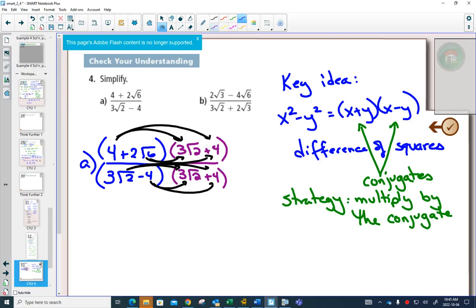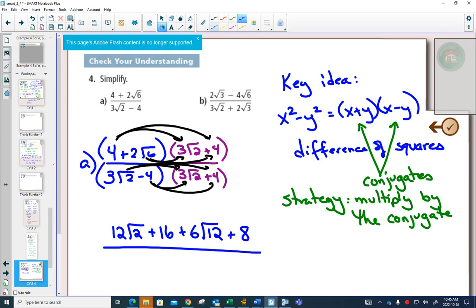Now, on the top, they're different. So I'm going to have to go through and multiply it all out. How do I multiply with radicals? I multiply the numbers in front, so 4 times 3 gives me 12. Then I multiply the radicals. Since there's just one, you just have 12 root 2. Then 4 times 4, that's 16. 2 root 6 times 3 root 2. Well, the 2 and the 3 will give me 6, and the root 6 and the root 2 will give me root 12. And then 2 root 6 times 4, well, I multiply the 2 and the 4 to get 8, and then I just have a root 6.